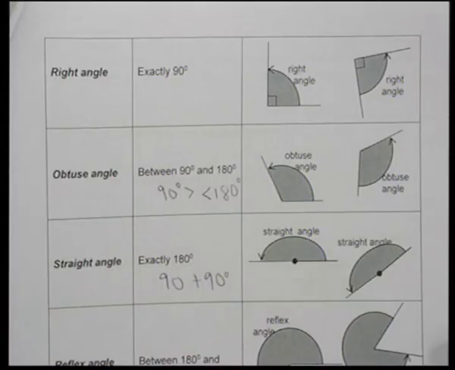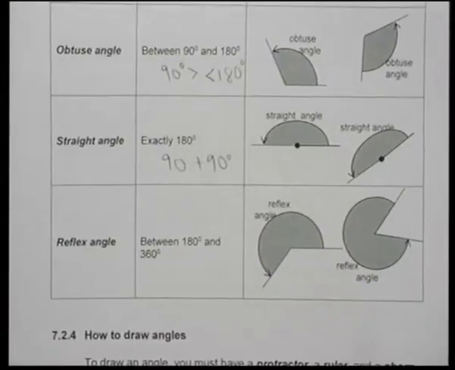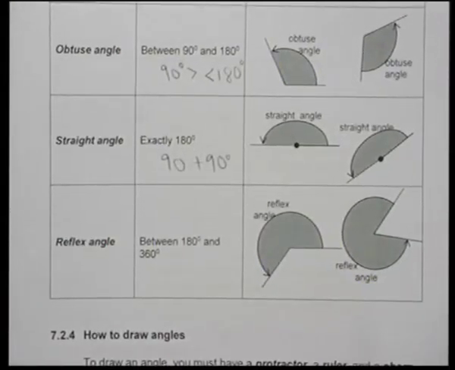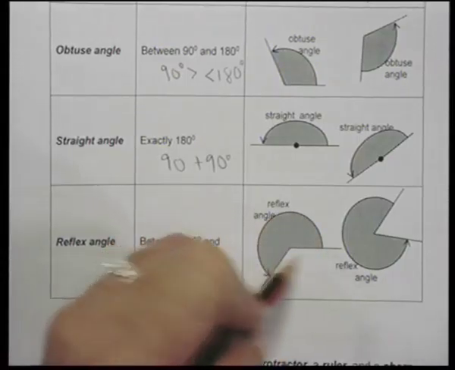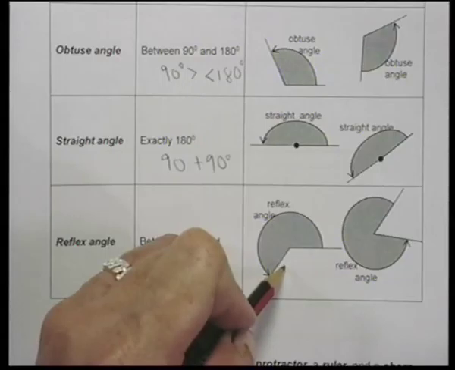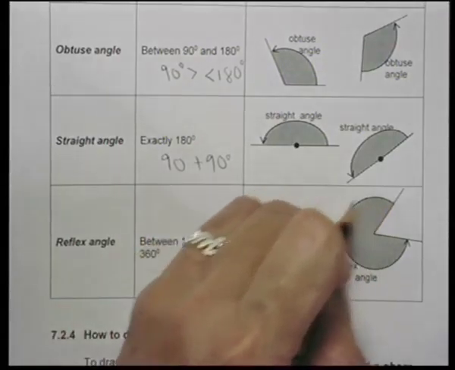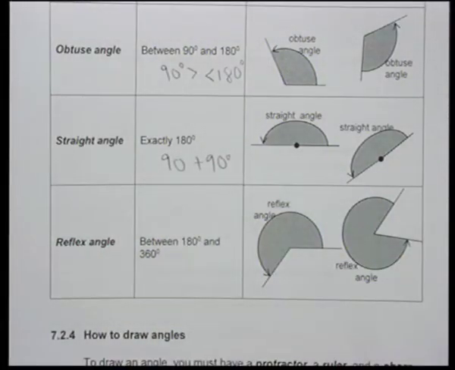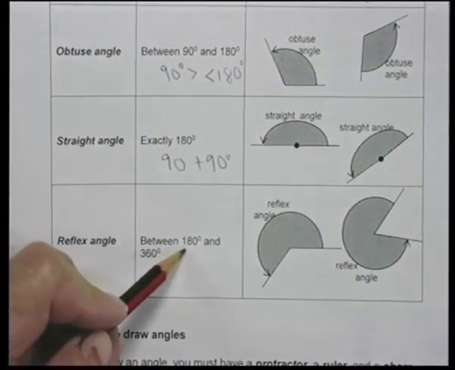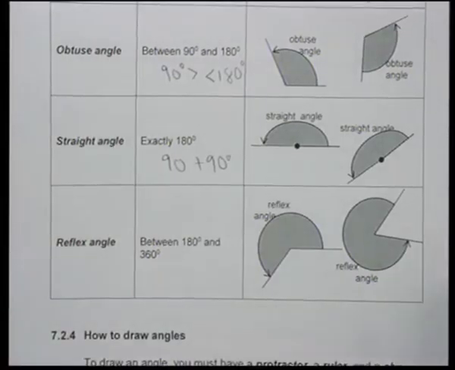That's a straight angle. The next one is the reflex angle, the big angle, and we must show where the angle is. It's not the small one here, the obtuse angle, it's the reflex angle, the big angle. Reflex, and it is between 180 degrees and 360 degrees.